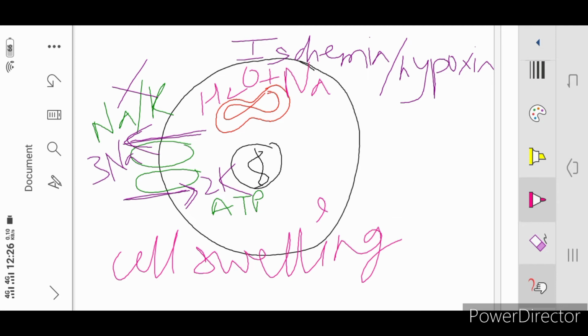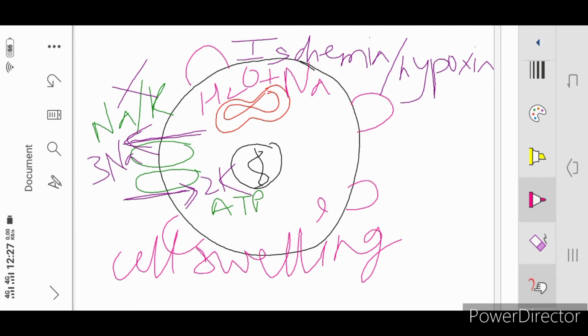And after a point a cell will burst and it will die. It is causing cell injury due to the swelling of a cell. Along with swelling of a cell, there is a formation of blebs. So these are the blebs. So the formation of blebs will take place on the surface of a cell.